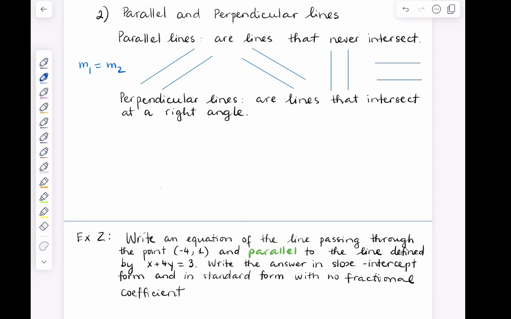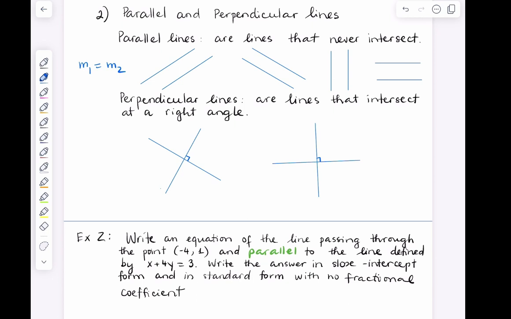Perpendicular lines are lines that intersect at a right angle. So it looks something like this, where one slope is positive and the other one is negative, and they intersect at a 90-degree angle. There's also a special case where you could have a vertical line and a horizontal line, and they also are perpendicular to each other.